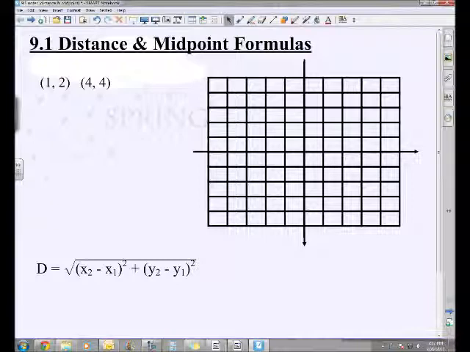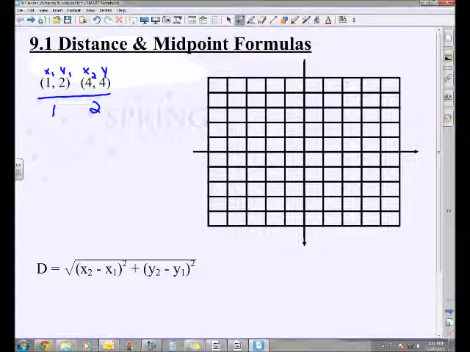Section 9.1, starting chapter 9. We're doing distance and midpoint formulas today. All right. So right here we've got a set of ordered pairs. Remember, ordered pairs contain x values and y values, right? X value, y value. Well, if we're going to call this point 1, this is point 2, then this would be x sub 1 and y sub 1. This is x sub 2, that's y sub 2. Now, if I start talking about x1, y1, x2, y2, that's what we're talking about.